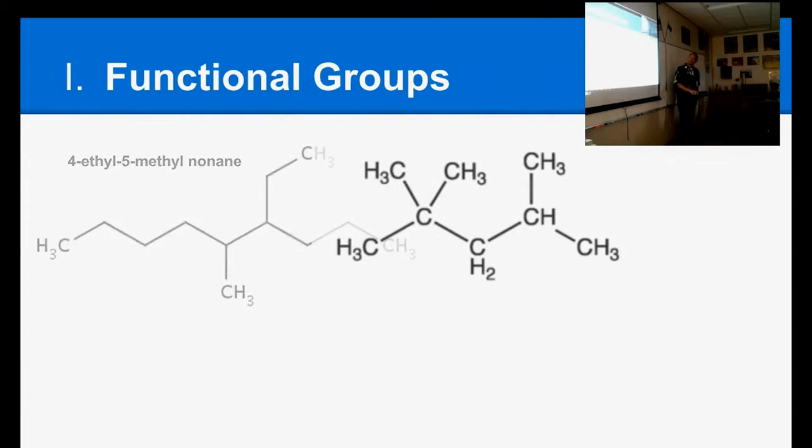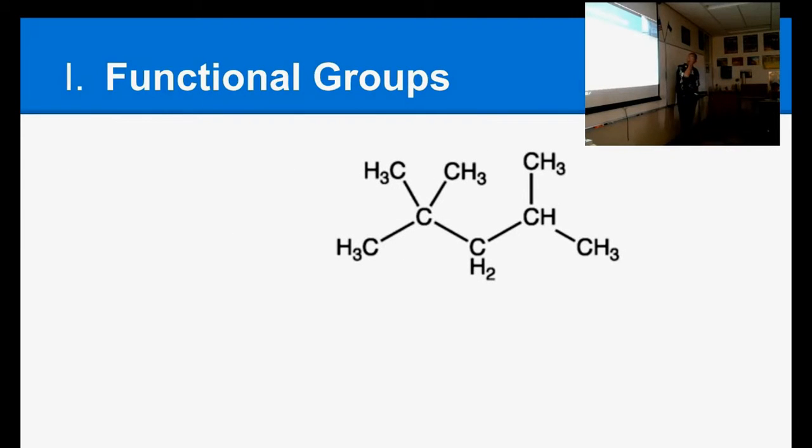Here's another one. So count the longest chain you can get. 1, 2, 3, 4, 5. Doesn't matter which of these you call 5. They're all the 5th, right? So 5 carbons in a row is pent. They're all single bonds. Pentane.